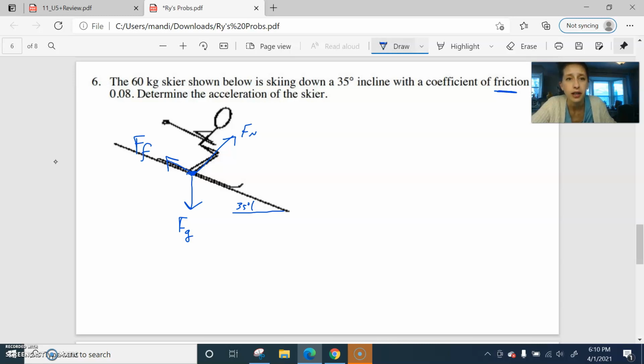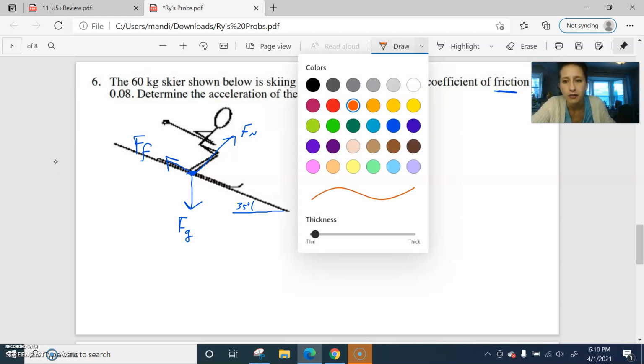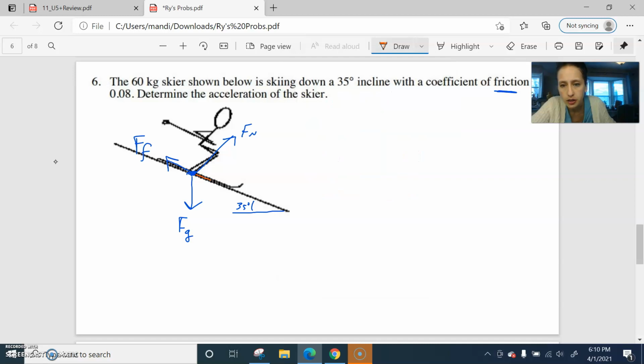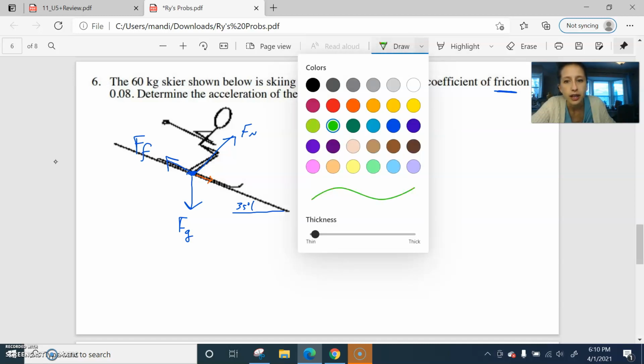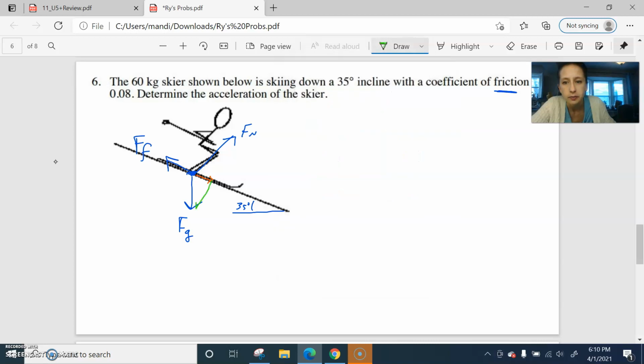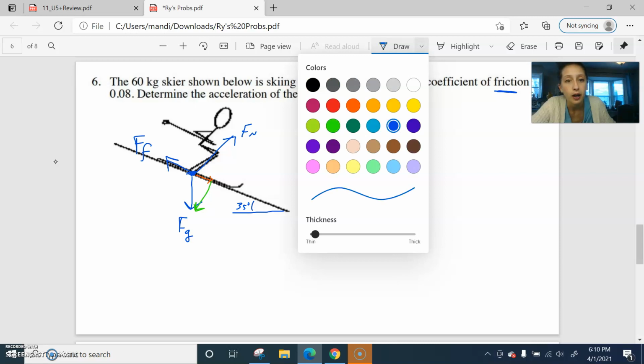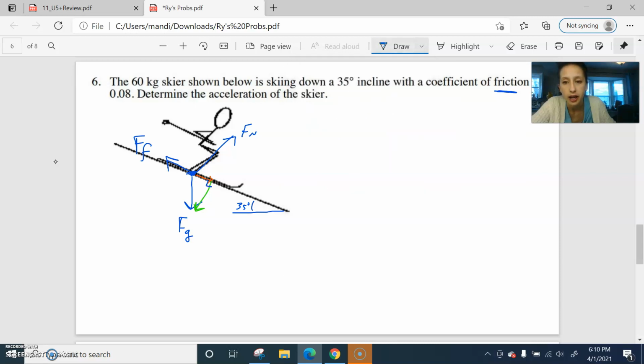So a couple things. First of all, I'm going to break this gravity into its components. Part of it is going down the hill, and part of it is going into the hill. And this down the hill and into the hill, they make a right angle. The X and Y are always at a right angle to each other, which is really handy. And so if we complete this triangle, this is also a right angle.